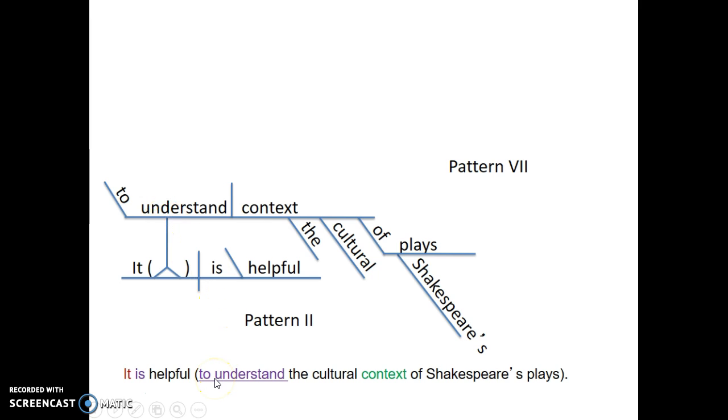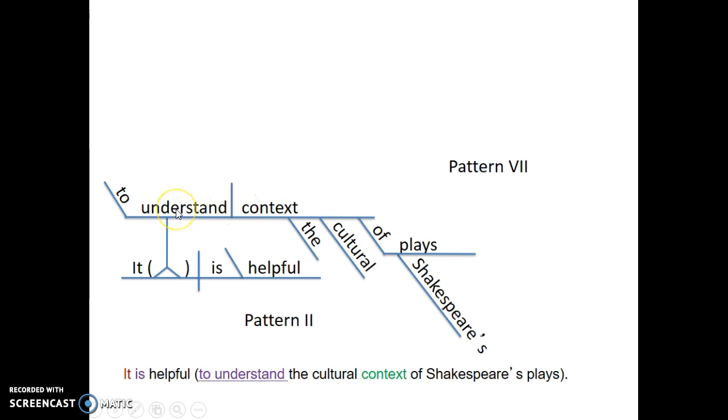We start with an infinitive, which, remember from a couple weeks ago, is diagrammed as a prepositional phrase. So we put the to on the slant, and understand is the verb that goes on the horizontal. Understand what? Because it is an action verb, understand context is the direct object, the noun, and then we just have all of these modifiers to put in here. The definite article, the adjective, and the prepositional phrase are all modifying context, so they go below.